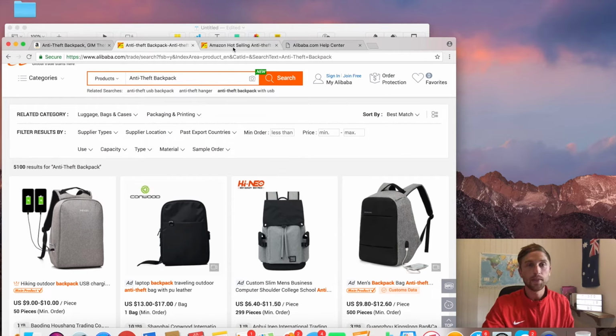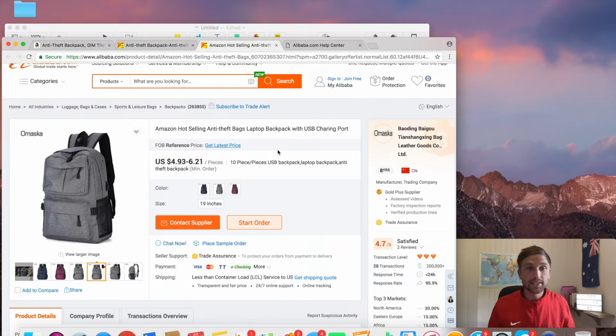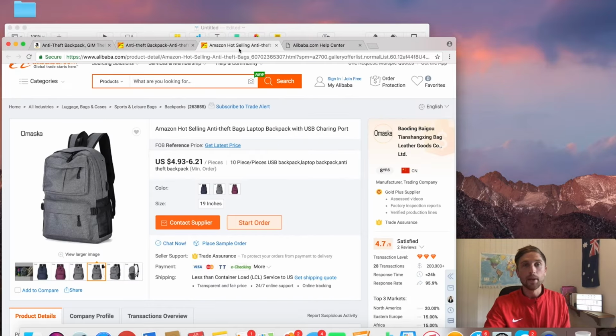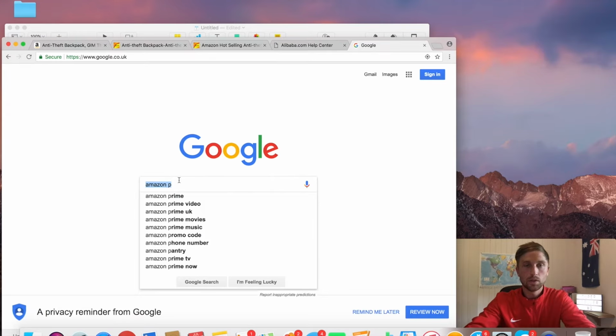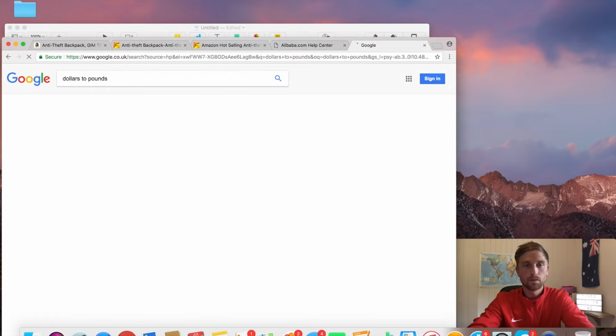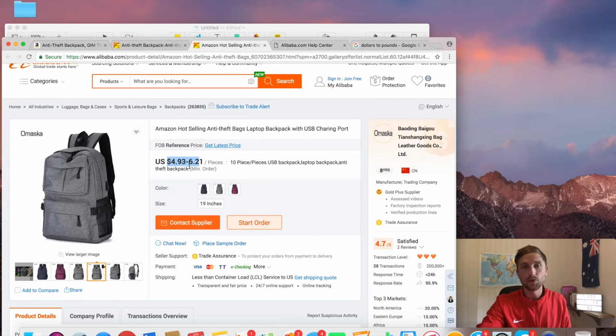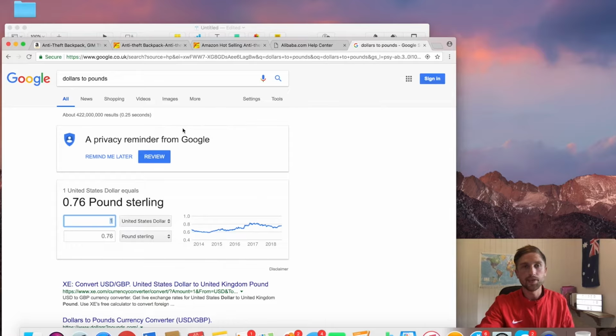Now, I found this item almost identical, right? It's a hot-selling anti-theft bag, laptop backpack, which is almost identical to this. They pretty much just described it exactly the same way. And we can source that from between $4.93 and $6.21. So let's convert this to pounds. You can do this yourself whilst you're working through this. So let's go an average in the middle. We're going to go $5.50 that it would cost you to get this product from Alibaba.